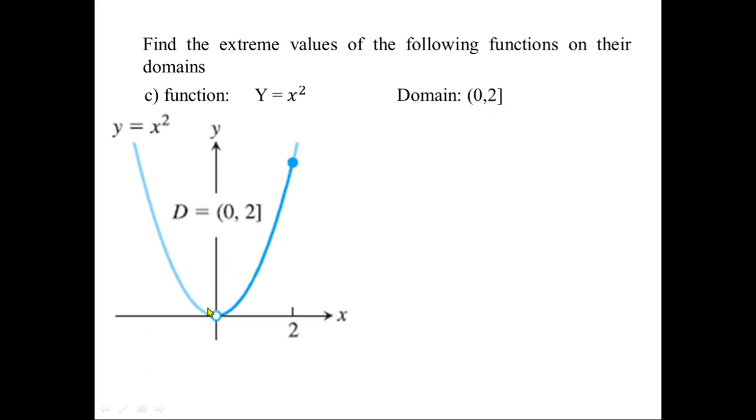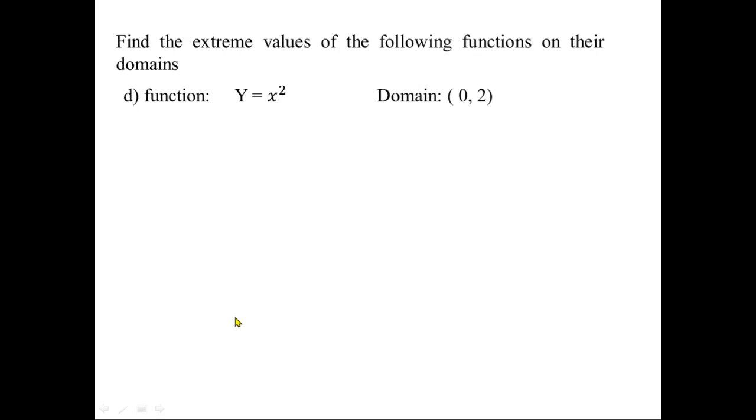So we cannot say there is an absolute minimum value, because 0 is excluded. Here the upper limit is 2. So the maximum value at x equal to 2 is 4. So the absolute maximum at x equal to 2 is 4. No absolute minimum.